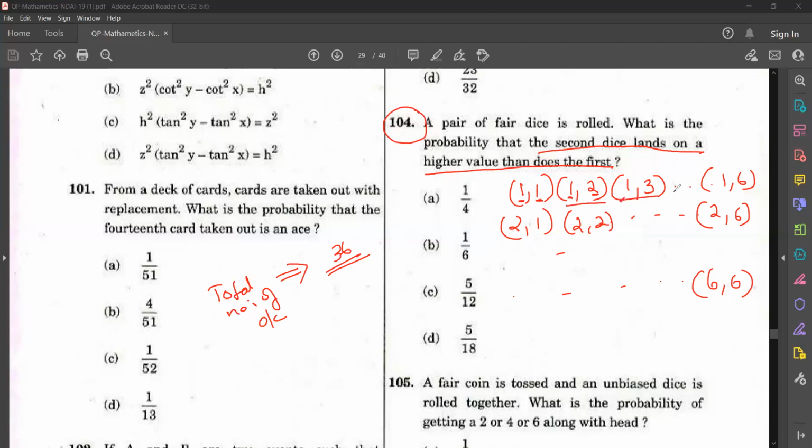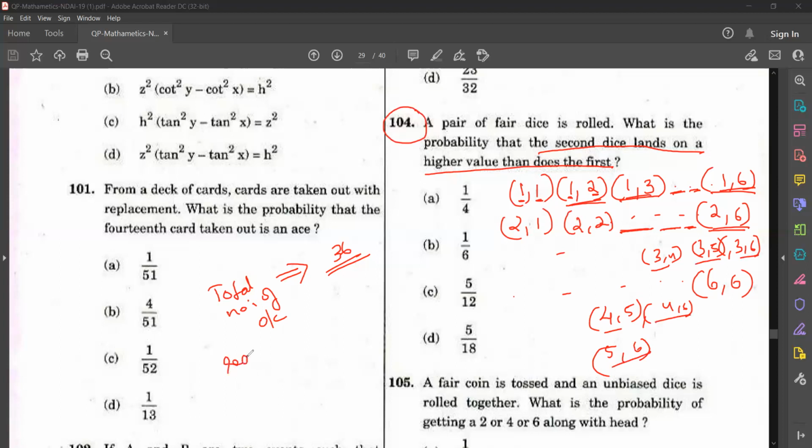So 1, 2, 1, 3, 1, 4, 1, 5, 1, 6. Then here 2, 3, 2, 4, 2, 5, 2, 6. Then when you come to 3, there will be 3, 4, 3, 5, 3, 6. Then when you come to 4, there will be 4, 5 and 4, 6. Then when you come to 5, there will be 5, 6 only. So how many? 1, 2, 3, 4, 5, 6, 7, 8, 9, 10, 11, 12, 13, 14, 15.